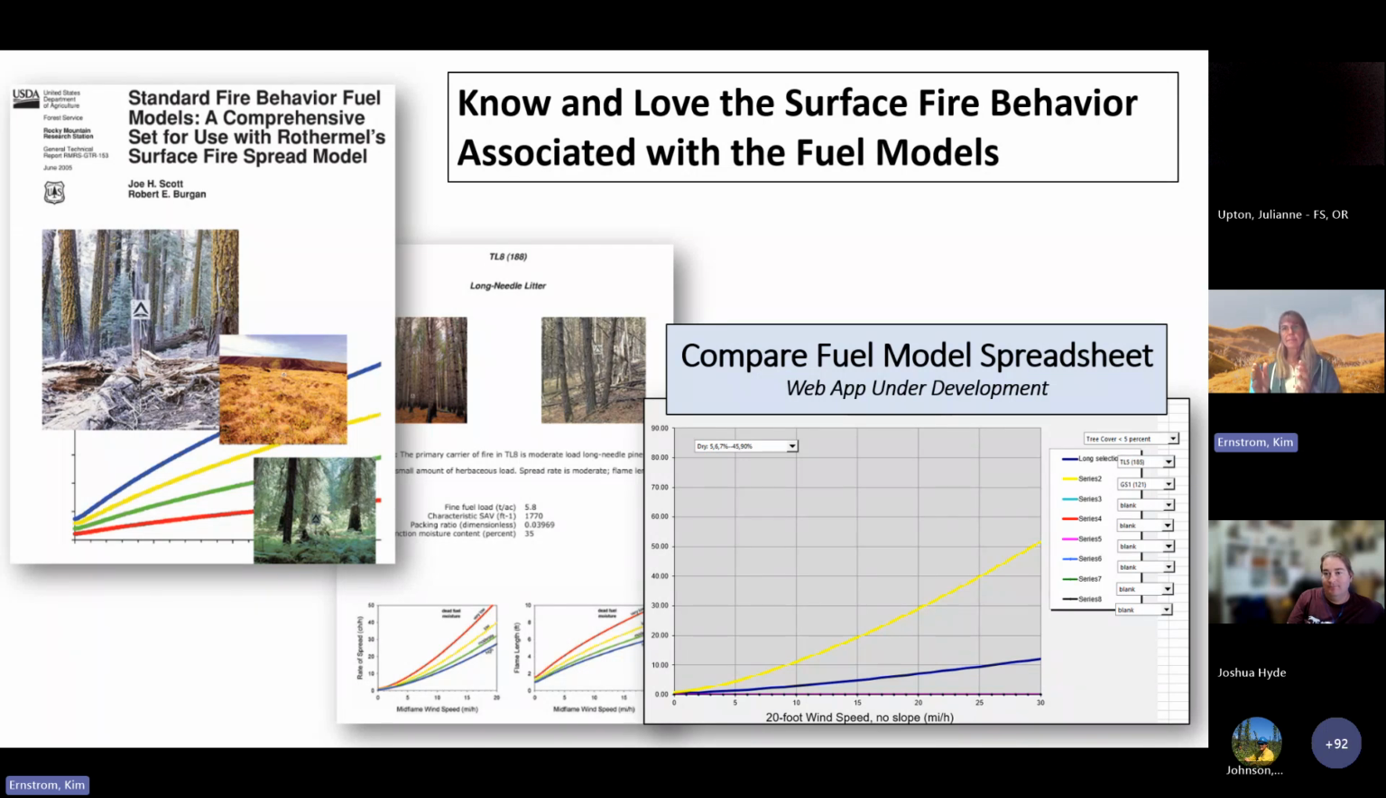And then we have that compare fuel model spreadsheet, which Joe Scott developed, that Excel spreadsheet. And you can pick and choose the fuel models and change the graphs and see what the outputs are. So you can see how these fuel models compare to each other.